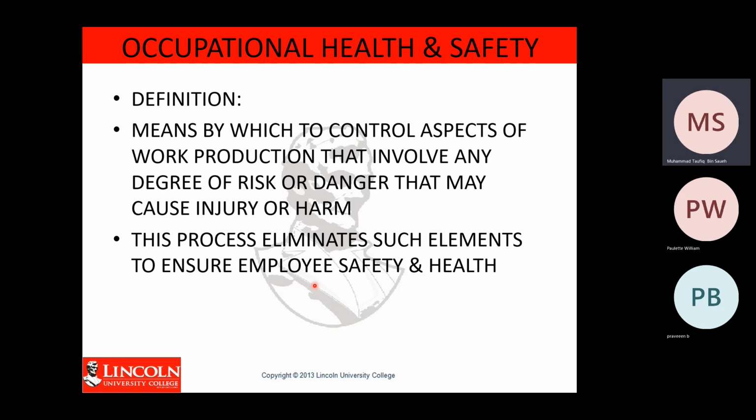So in occupational health and safety, they outline some processes, some procedures. These procedures are used to eliminate any element that can harm the employee, so that you can create an environment that can ensure the safety and health of your employees. Using occupational health and safety procedures and guidelines, you can create a safe and healthy environment for your employees to work.